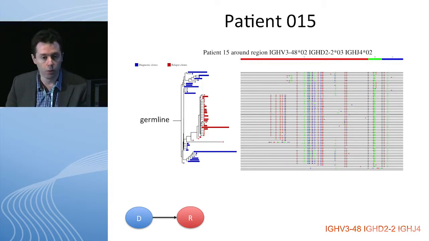What you see in blue are VDJ sequences that we see at diagnosis. What you see in red are VDJ sequences we see at relapse. Okay, so blue is diagnosis, red is relapse. These are mutational patterns, same thing that I was showing you in the previous slide. And this is the tree of these mutational patterns.